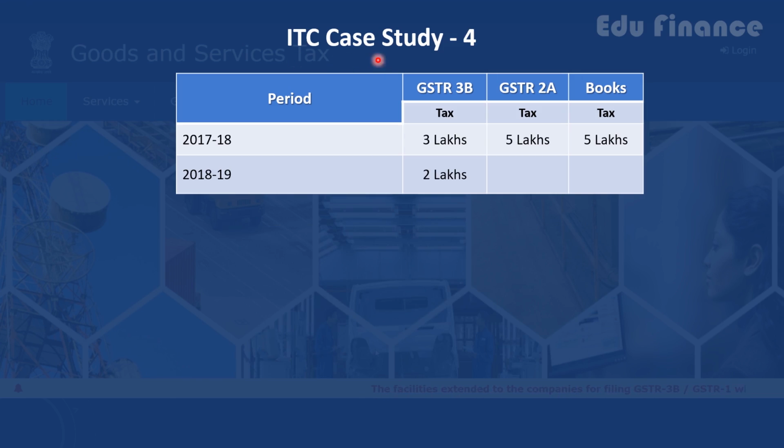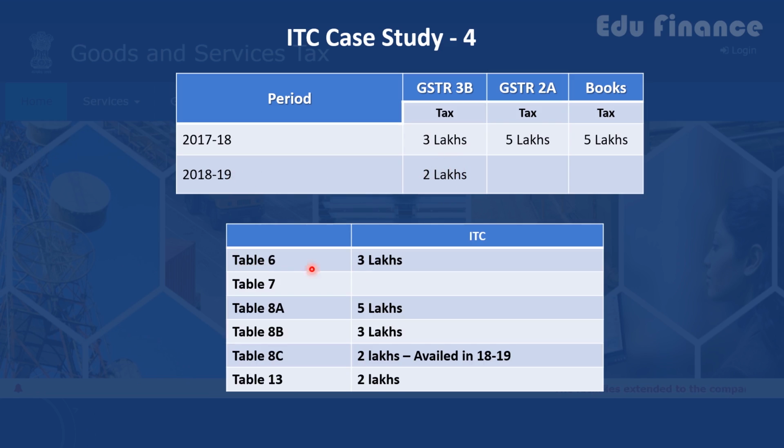Case study number 4, where ITC of rupees 5 lakh was entered in books and such ITC is also updated in GSTR 2A. But while filing GSTR 3B, rupees 3 lakh was availed during 17-18 and the balance ITC was availed in 18-19. In such case, ITC of rupees 3 lakh shall be reported in Table 6. ITC of rupees 5 lakh shall be auto-populated in Table 8A and also 3 lakh shall be reported in Table 8B. ITC availed in the next financial year shall be reported in Table 8C and the same amount shall be reported in Table 13.